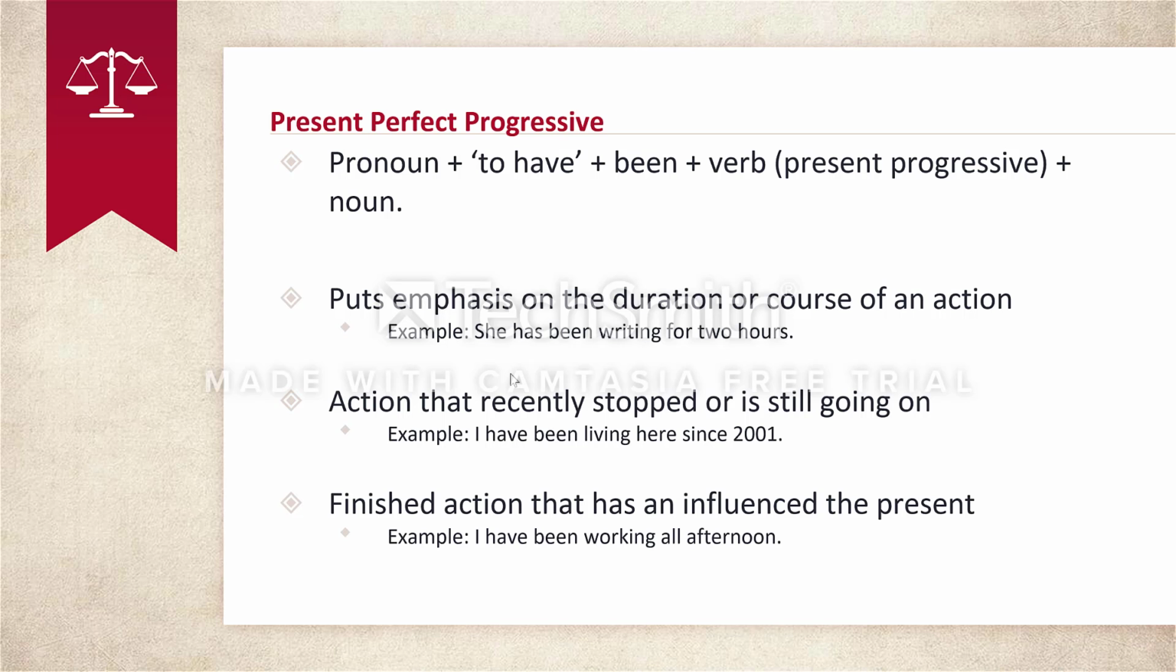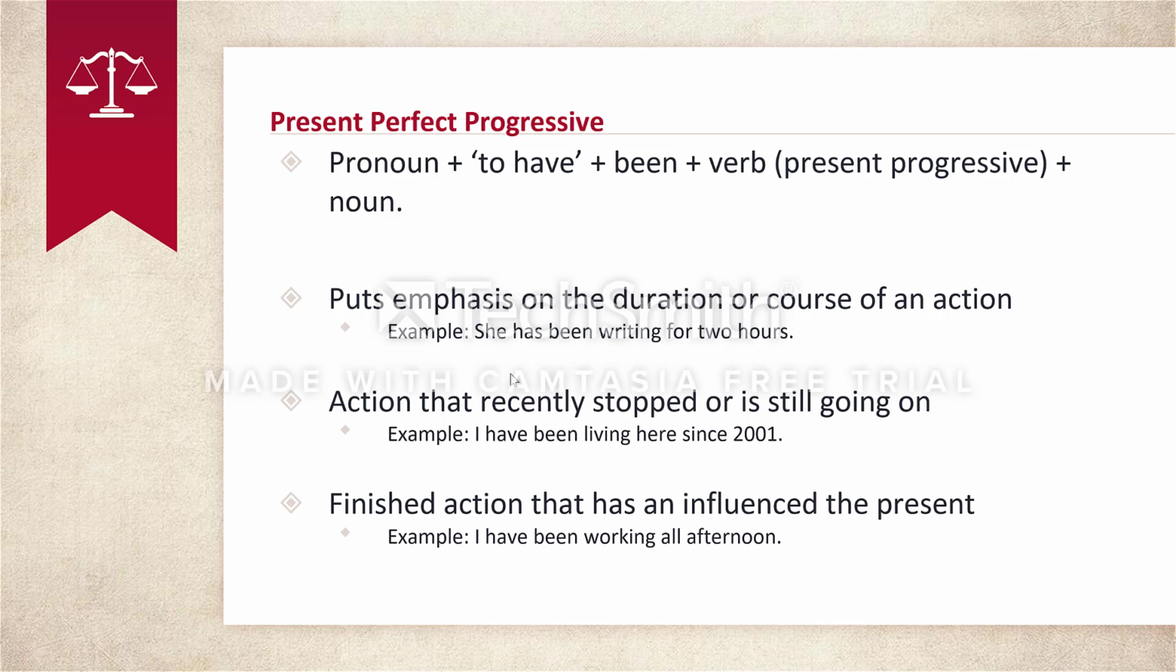We also have in the second example, it says action that recently stopped or is still going on. So that probably sounds pretty familiar. The example says, I have been living here since 2001. So again, we can see our pronoun plus the verb have, been, and then living here since 2001. So it's pretty simple. I don't think there's anything new. It's just organized a little differently.